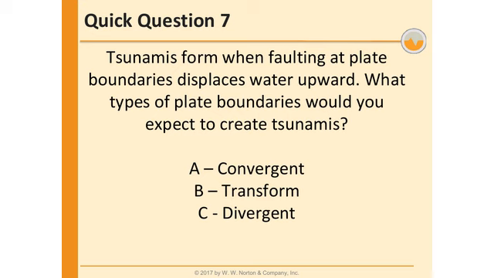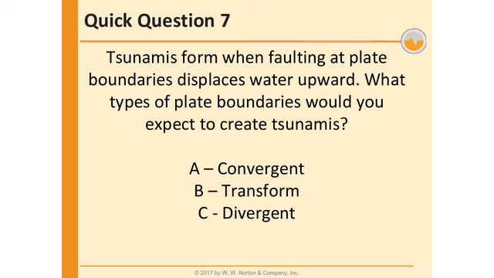Let's look at quick question 7 on the slide, asking how tsunamis are formed by faulting at plate boundaries and which types of boundaries are associated with water upward displacement. We have 3 options: A, B, and C. Option A is convergent boundaries, where tectonic plates collide, typically with one forced beneath another, a process known as subduction. This action can definitely displace large volumes of water, leading to tsunamis.